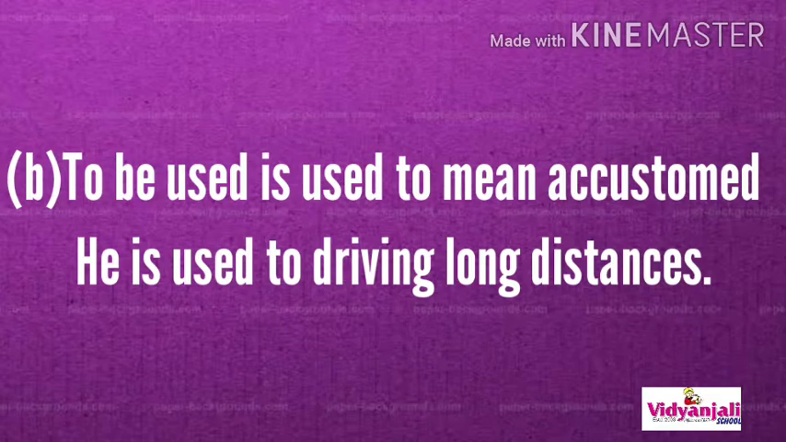Always remember that the phrase used to is used only for past events. For example, to be used to means accustomed. Used to is one phrase. The next phrase is to be used to, meaning accustomed. He is used to driving long distances. But now, health issues or health hazards or something happens, he is not going on long drives. Understood?